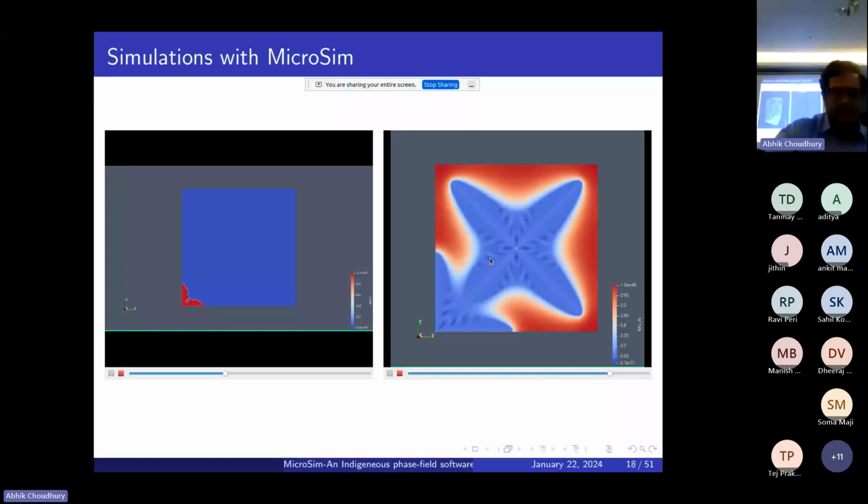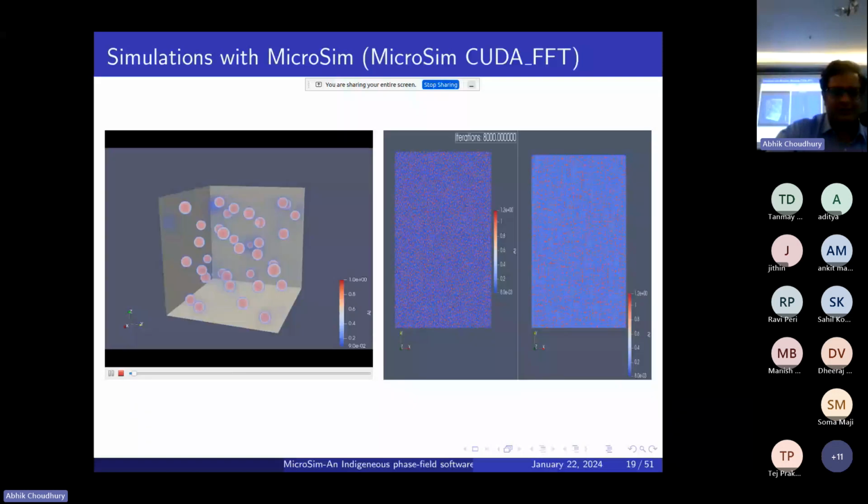Similarly, you can also do precipitation reactions. So this is a precipitation reaction showing you the classical coarsening phenomena that happens during heat treatment. So what you see is that the larger precipitates are growing at the expense of the smaller precipitates, and that just happens because of coarsening. Okay, so this is something that can again be done in 2D and 3D.